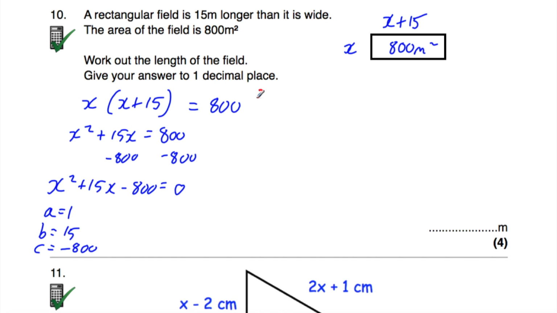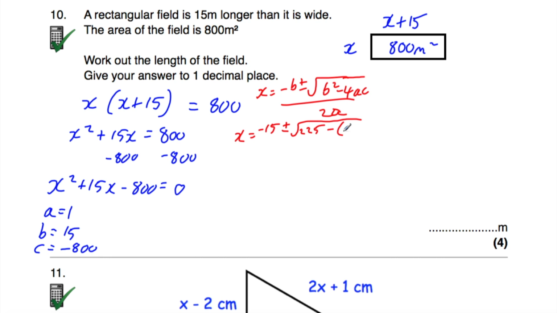So the quadratic formula is x equals negative b plus or minus the square root of b squared minus 4ac, all over 2a. So that means that x is equal to negative b, so b was 15, so it's going to be negative 15, plus or minus the square root of b squared, well 15 squared is 15 times 15, which is 225, minus 4ac. So let's put that in brackets, 4 times 1 times negative 800. And then close brackets and put our square root sign over the top. And that's all over 2a, and a was equal to 1, so 2a is equal to 2.